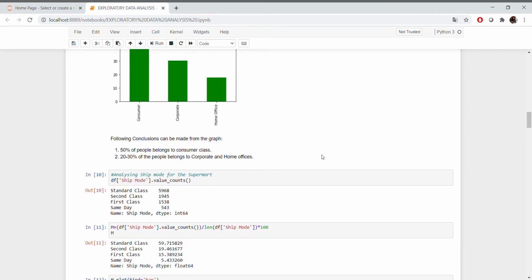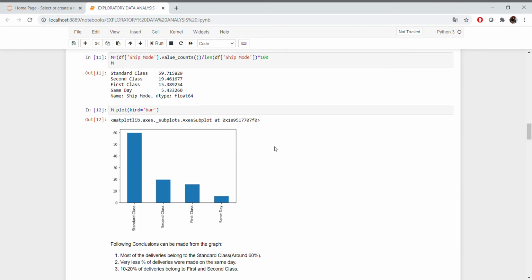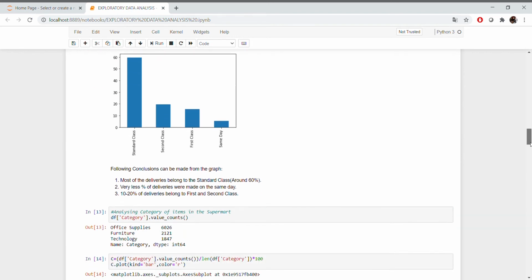Then analyzing the ship mode for the supermarket, we will do the same. We can see that 59% are standard class, 19% second class, 15% first class. We will plot the graph for the same. We are plotting the bar graph here also. From the graph we can see that most of the deliveries belong to the standard class, around 60%, and very few deliveries were performed on the same day, and only 10 to 20% of deliveries belong to the first and the second class.